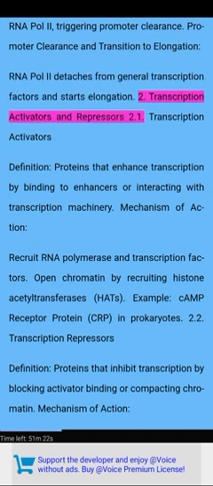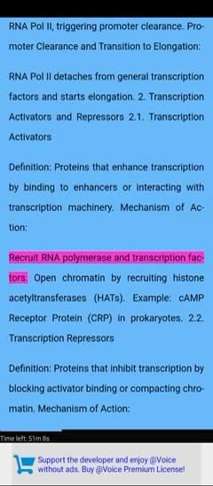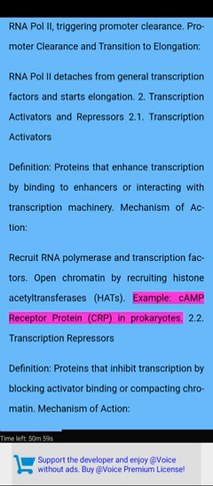2. Transcription activators and repressors. 2.1. Transcription activators. Definition: proteins that enhance transcription by binding to enhancers or interacting with transcription machinery. Mechanism of action: recruit RNA polymerase and transcription factors, and open chromatin by recruiting histone acetyltransferases (HATs). Example: CAP, catabolite activator protein (CRP, cAMP receptor protein), in prokaryotes.